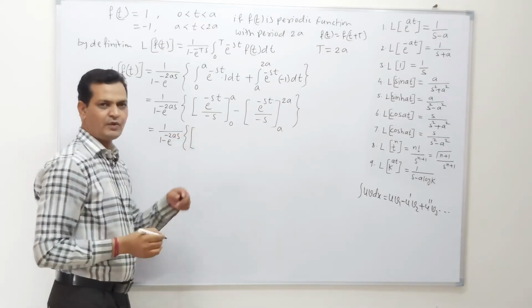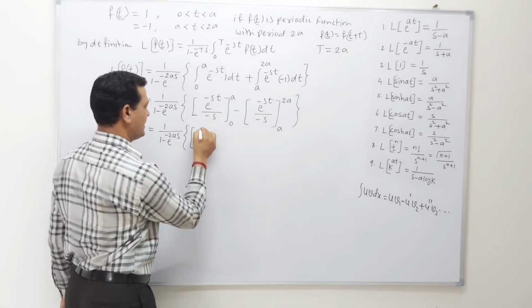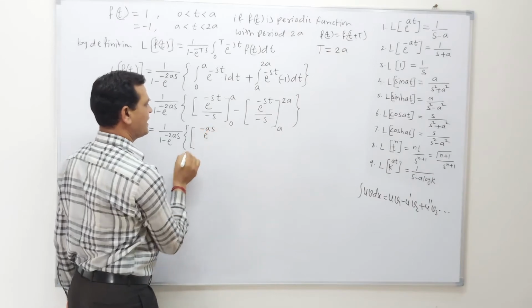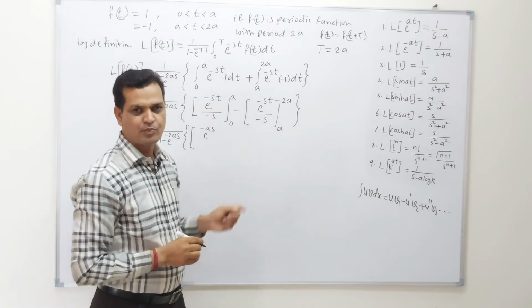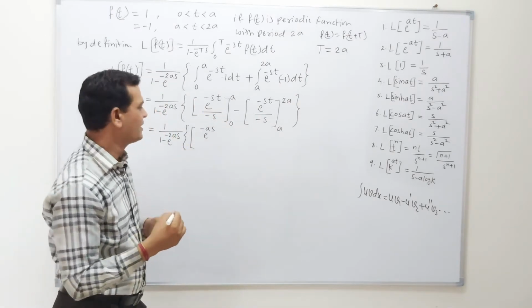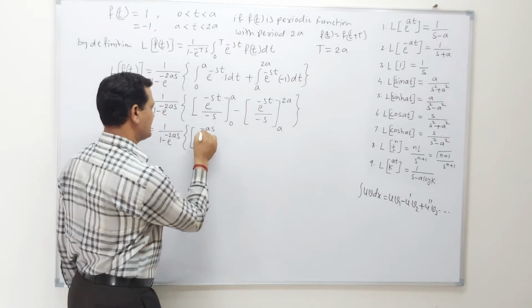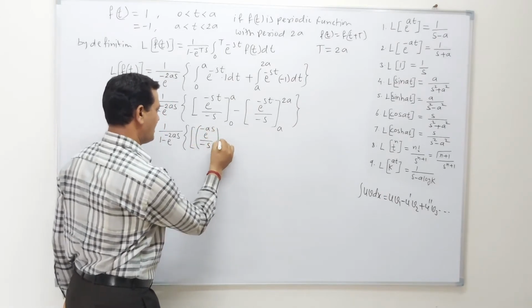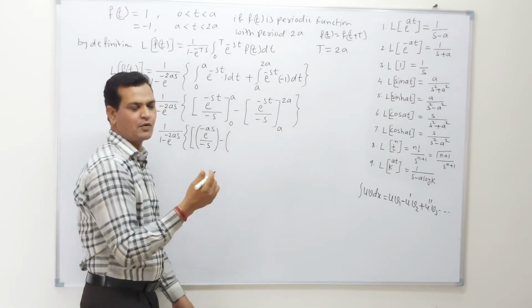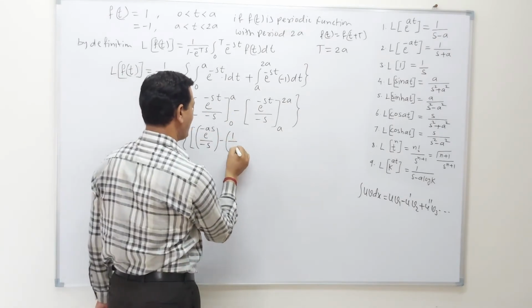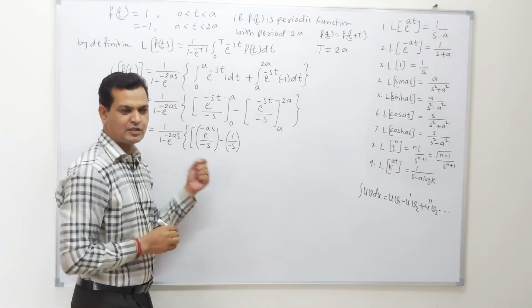Now put the value of the upper limit. The upper limit is a, so we write e raised to minus as, because we integrate with respect to t, which means putting the upper and lower limit values for t. So t equals a, upon minus s, is the upper limit, minus the value of the lower limit 0, so e raised to 0 means 1, and we write this as 1 upon s. The minus sign stays as it is: upper limit minus lower limit.